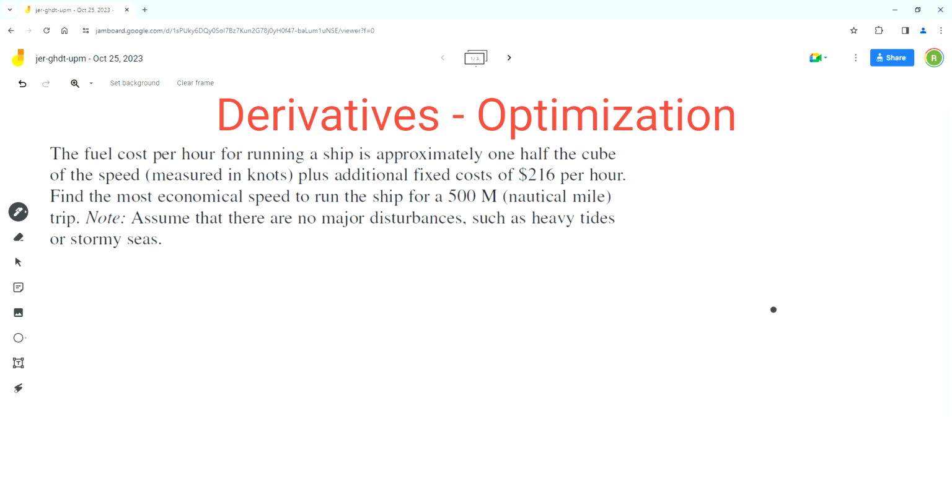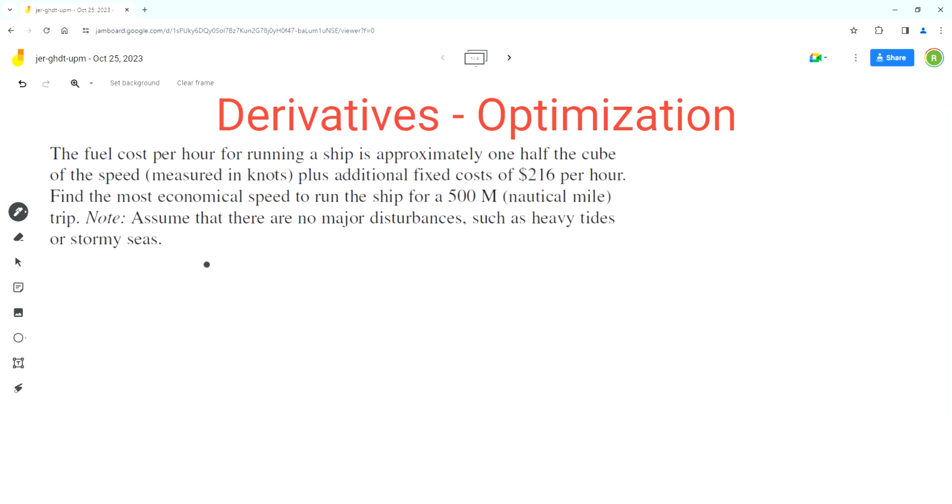So in this video, we'll solve this word problem using the concepts of derivatives. As per the problem, the fuel cost per hour for running a ship is approximately 1/2 the cube of the speed measured in knots plus additional fixed costs of $216 per hour. And we have to find the most economical speed to run the ship for a 500 nautical mile trip. Assume that there are no major disturbances such as heavy tides or stormy seas.